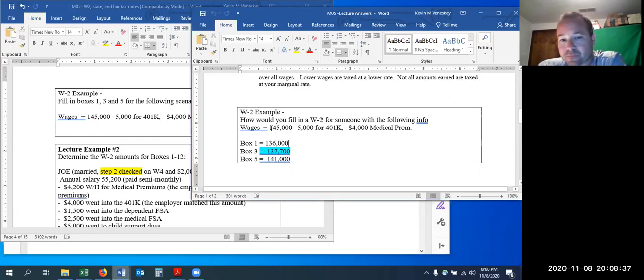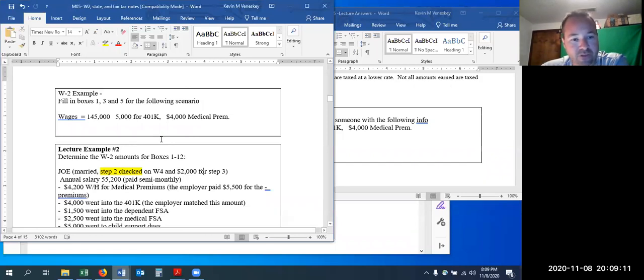Box 3, we cannot take out the 401k. That's still taxable. So we take the 145 minus the 4,000 medical premium. That leaves us 141,000, but we can't go over the cap. So the cap is 137.7. So that's all the more I can put. Box 5, there is no cap, so we put the full 141,000. So an example when all 3 boxes would be different.